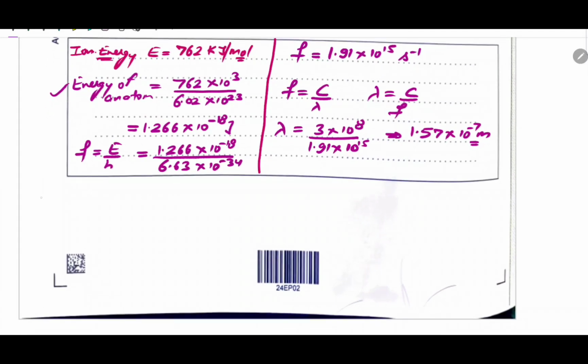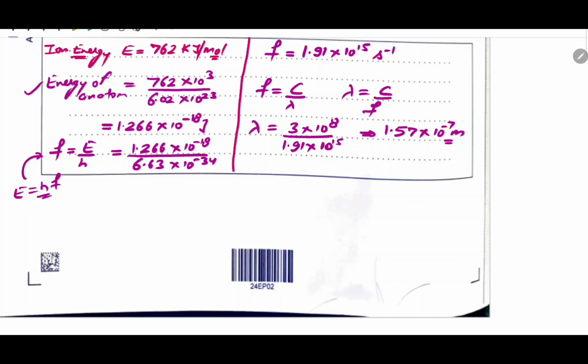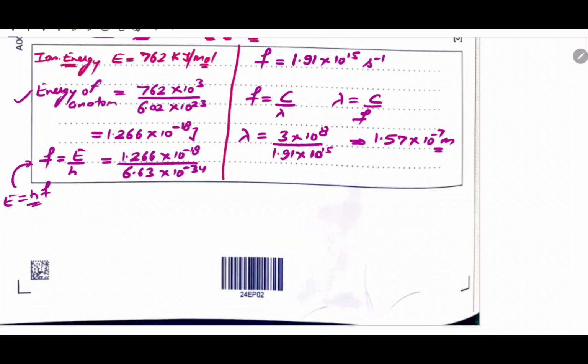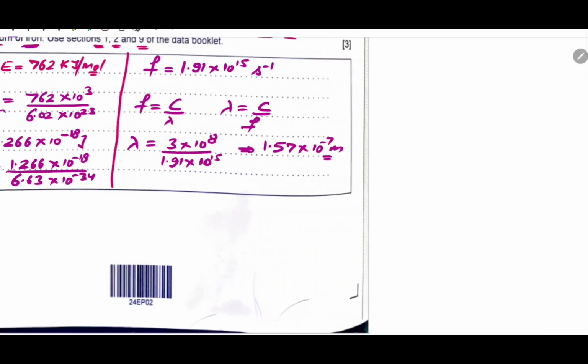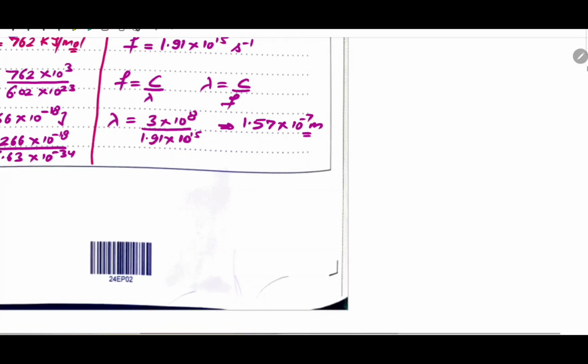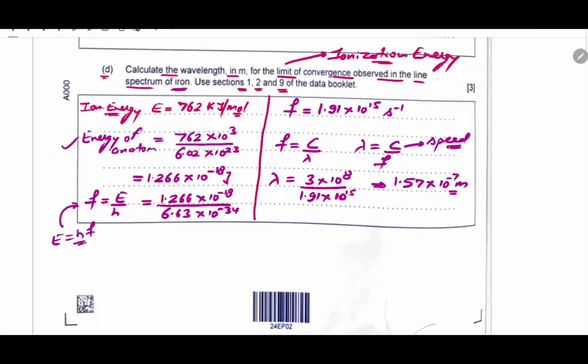We know that E equals hf, and by rewriting this formula, I get f equal to E upon h. That is the frequency of the radiation emitted by the atom. I calculated it by dividing the energy, 1.266 into 10 to the power minus 18, by Planck's constant, 6.6 into 10 to the power minus 34, and got the frequency 1.91 into 10 to the power 15 per second. We know that frequency is equal to c by lambda, so lambda is equal to c upon frequency, where c is the speed of light. Using 3 into 10 to the power 8 meter per second and frequency 1.91 into 10 to the power 15, I got 1.57 into 10 to the power minus 7 meters, which is my wavelength. That should be the answer for part D.